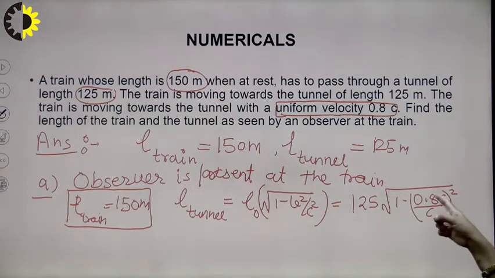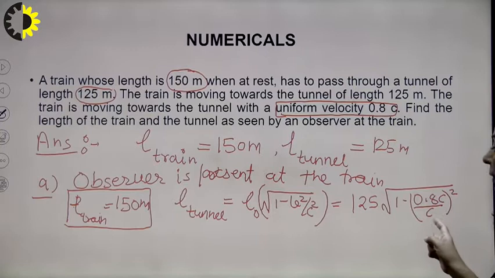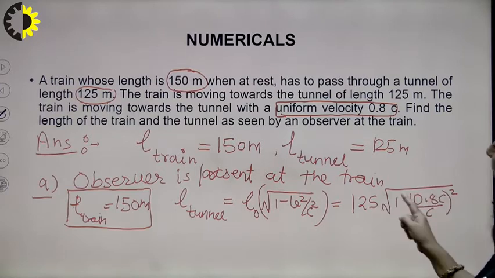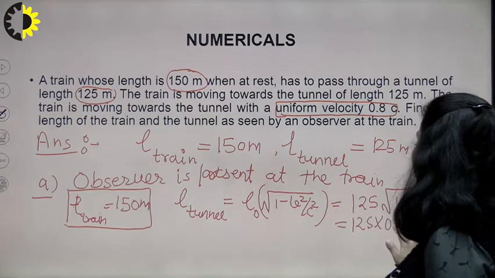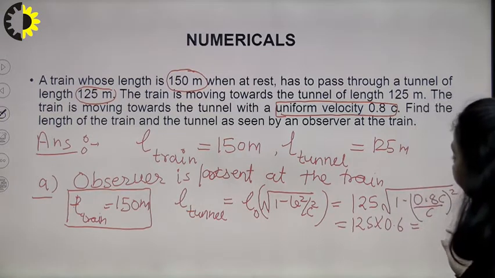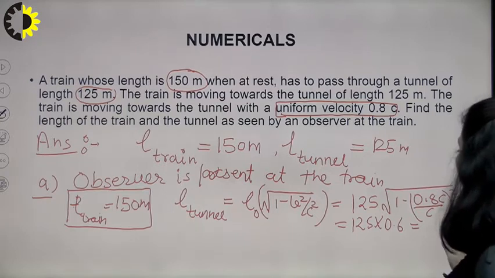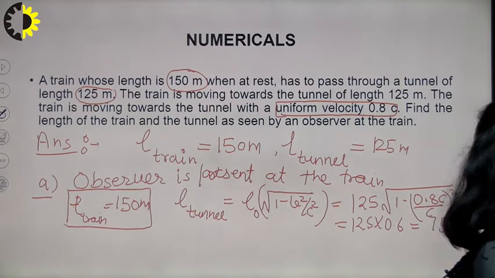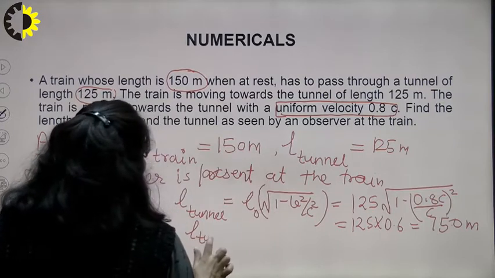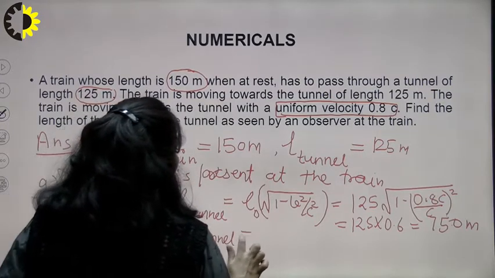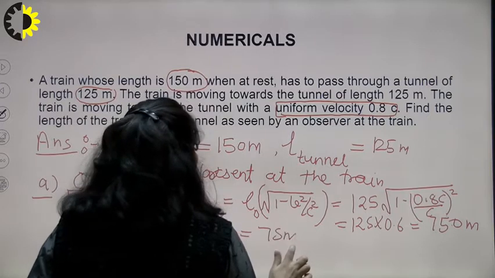It is 125 meter times root of 1 minus (0.8 c upon c) whole square. So this is 0.64 c square upon c square, that will get cancelled. 1 minus 0.64 will be 0.36. The root of 0.36 is 0.6. So 125 multiplied by 0.6 is equal to 75 meter. It means the length of the tunnel for an observer who is sitting in the train is 75 meter.